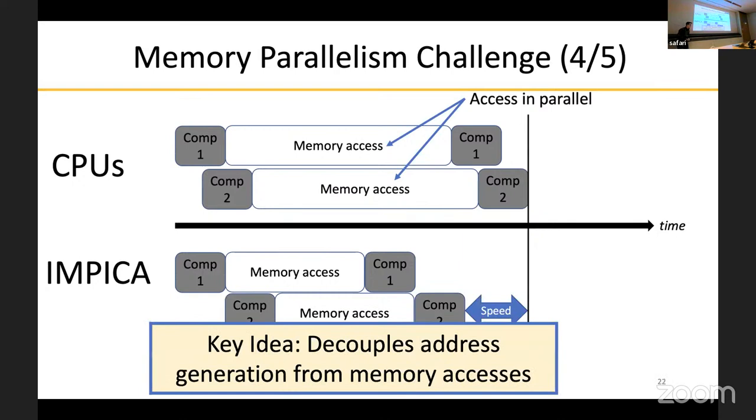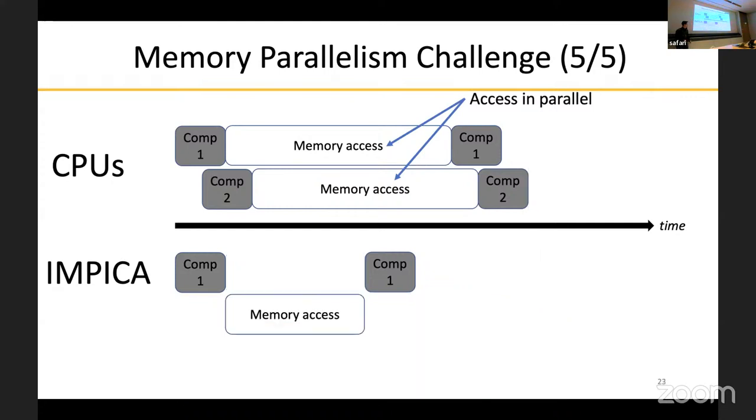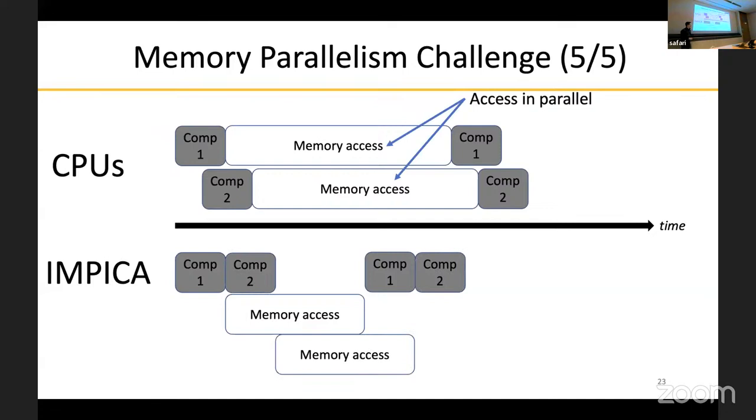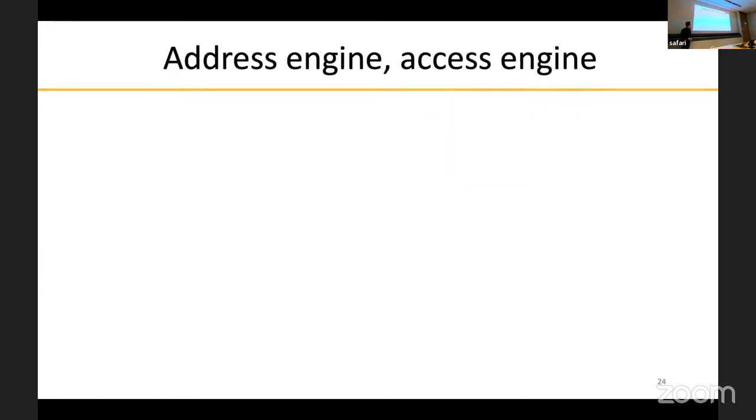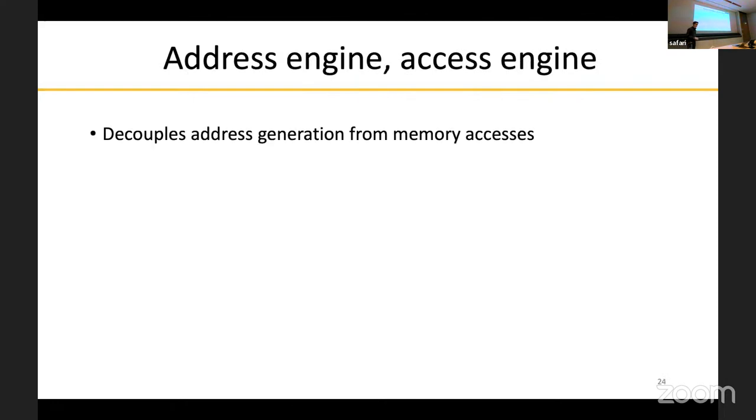Now, the key idea to parallelize the accelerator is to decouple the address translation from the memory accesses. So the memory access is one part, and the computation, the translation, the other. So we can just add additional requests here, and there's, of course, again the speedup. The computation parts get executed by the address engine and the memory access by the access engine. So let's have a closer look at them.